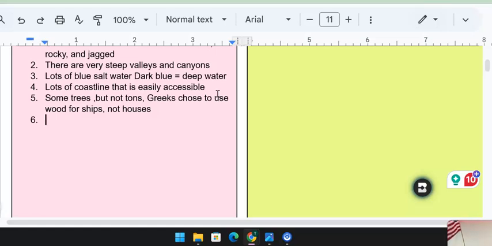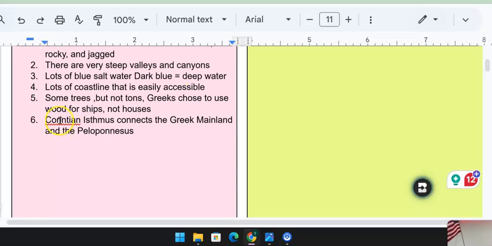Right. So we've got the Corinthian Isthmus connects the Greek mainland and the Peloponnesus.